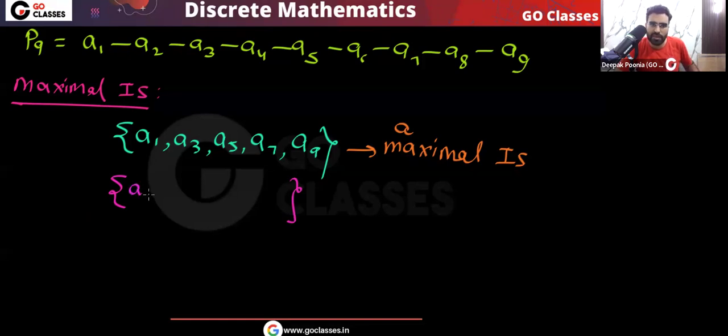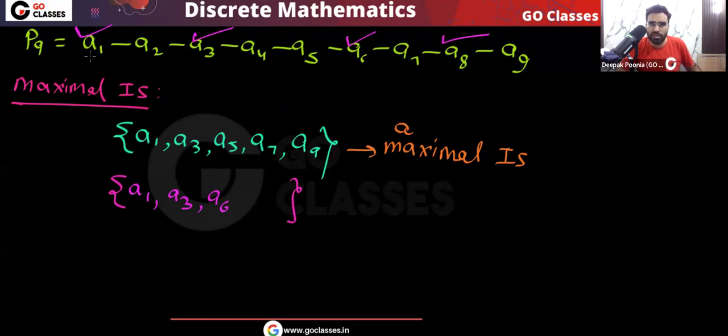What I can do, I can take a1. Then I cannot take a2. Then I can take a3. Let me take a3, no problem. Then I cannot take a4. Now let me take a6. If I take a6 instead of a5, I have already taken a1 and a3. Now you can notice that I cannot take a2 because a1, a2 are adjacent. I cannot take a4 because a4, a3 are adjacent. I cannot take a5 because a5, a6 are adjacent. Now I can take a8.